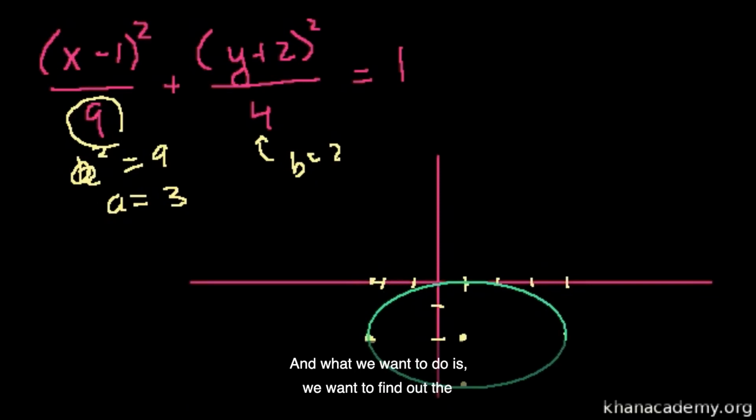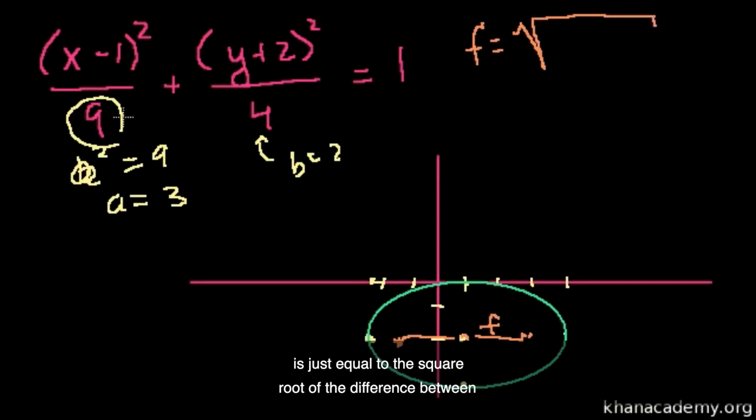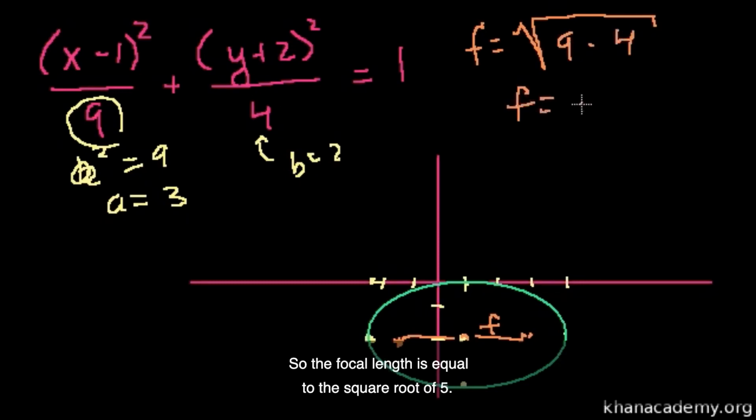Fair enough. And what we want to do is find out the coordinates of the focal points. So the focal points are going to sit along the semi-major axis, right? And we need to figure out these focal distances, and then we can essentially just add and subtract them from the center, and then we'll have the coordinates. Well, we just showed you that the focal length, this distance f, is just equal to the square root of the difference between these two numbers, right? So it's the square root of 9 minus 4. So the focal length is equal to the square root of 5.